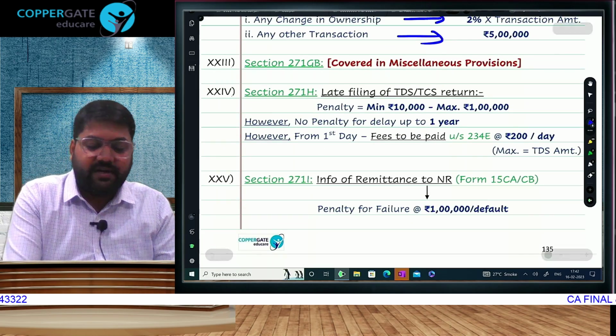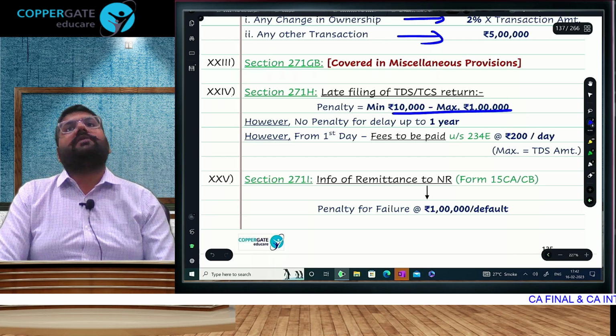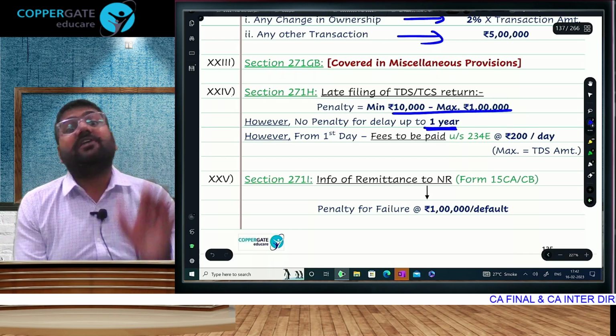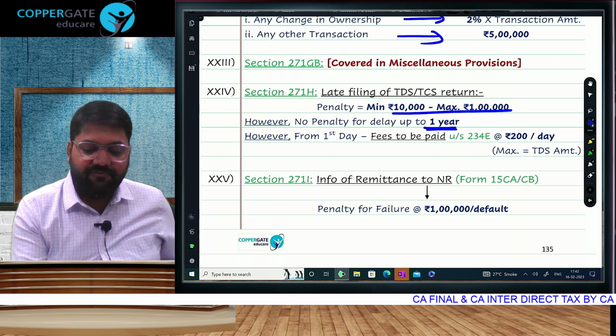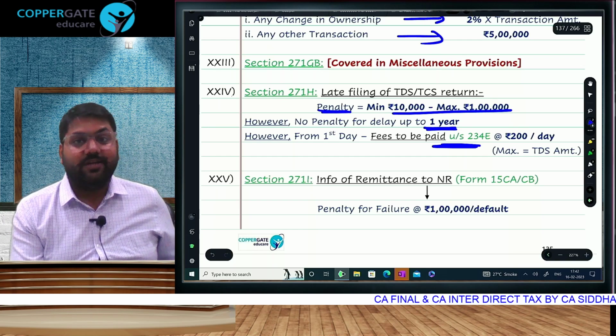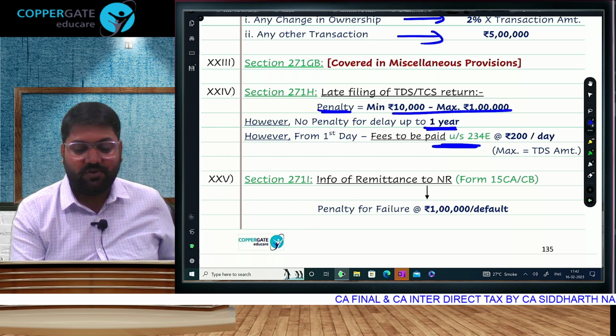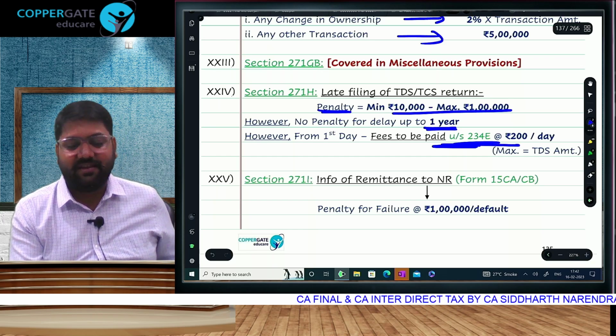271H, late filing of TDS TCS return, then penalty will be minimum 10,000, maximum 1 lakh. But this comes after 1 year. So this you will not get to see in practical life. Practical life mein we pay fees. This is penalty. So here there will be reasonable cause, show cause notice and all. But for late filing fees, there will be nothing given to you.